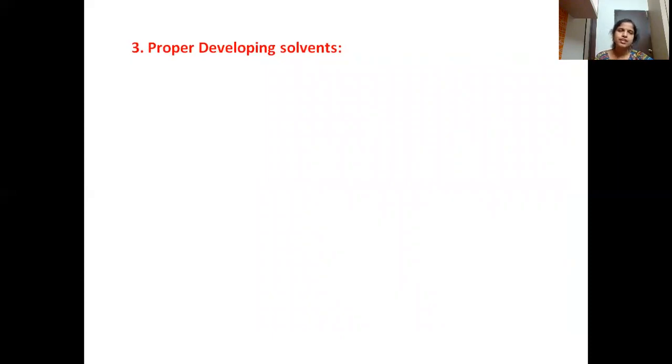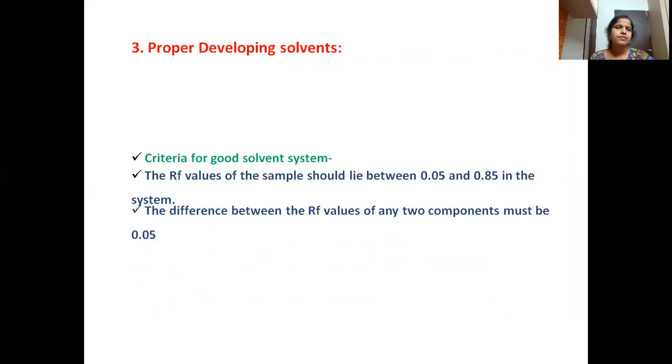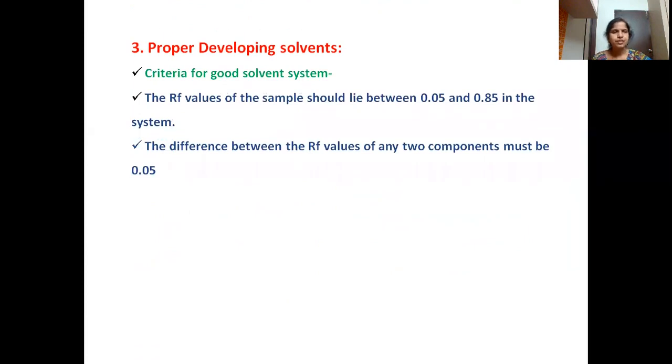As I said, the mobile phase is liquid here. That is, we are taking some organic solvents which act as the mobile phase. So we have some criteria for a good solvent system. The criterion for selecting the solvent is that the RF values of the sample should lie between 0.05 and 0.85 in the system. So before selecting the solvent for paper chromatography, we have to find out its RF value for that particular solvent.